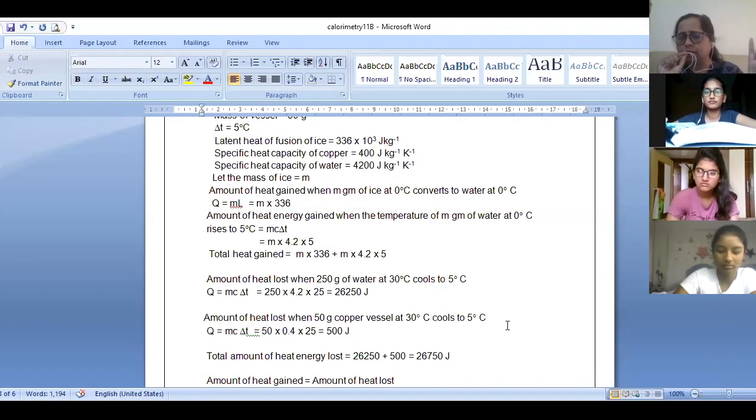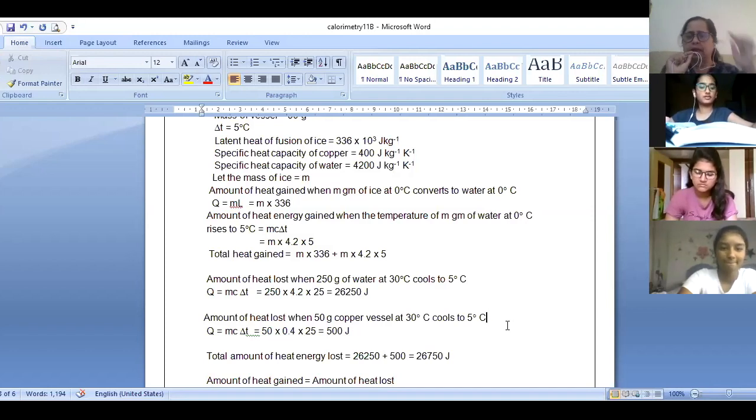So what is the temperature of water that was put? It was 30 degrees Celsius. So quickly the temperature of copper will also become 30 degrees. Both will be same. So we have to take the same temperature. And whatever heat water is losing, same amount of heat copper vessel will also lose. Okay. So here, what did we do?